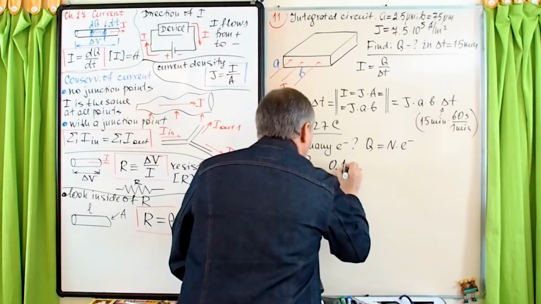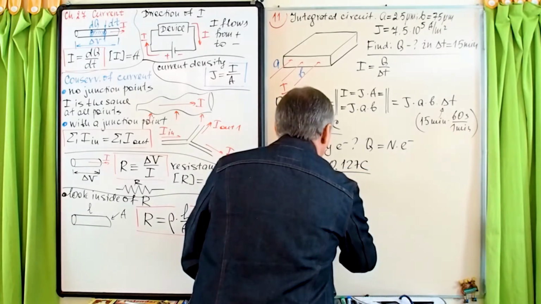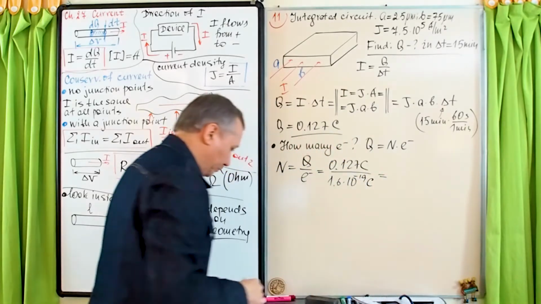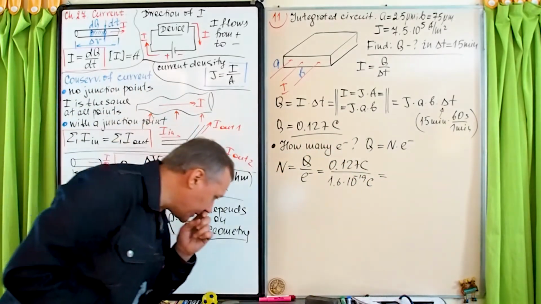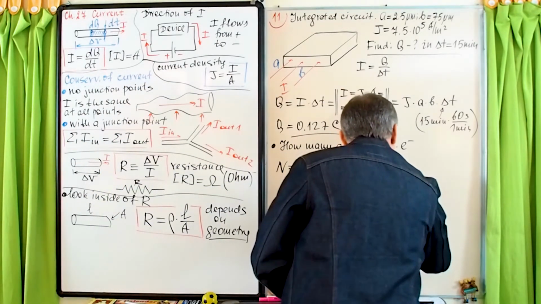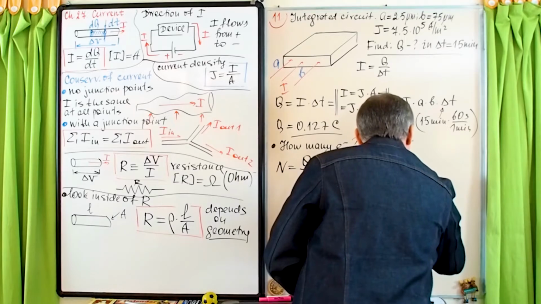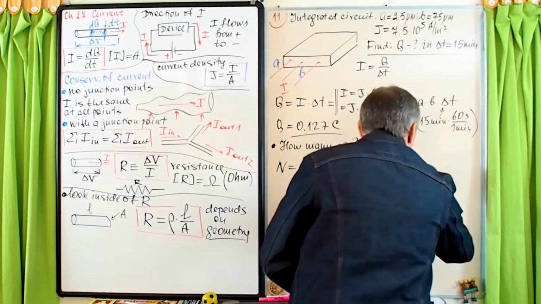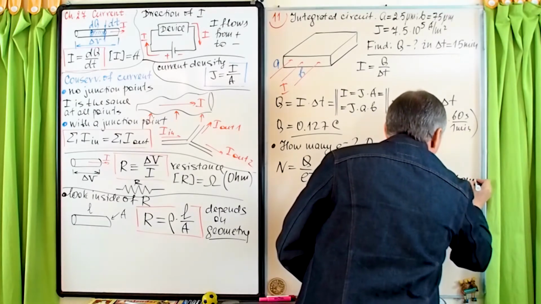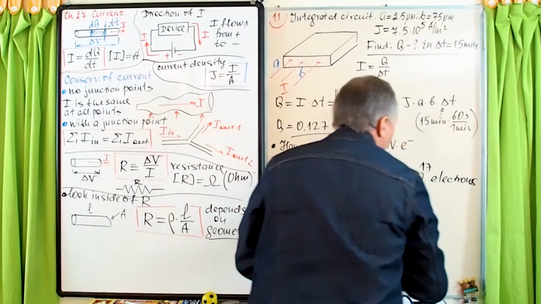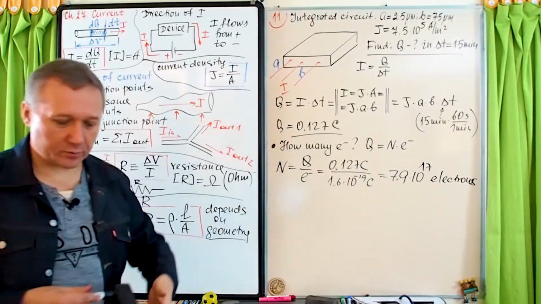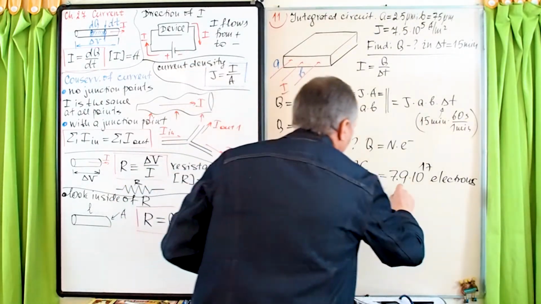So it's 0.127 coulombs divided by 1.6 times 10 to the power of minus 19 coulombs. So what's the number? 7.9. It's, of course, a gigantic number. 7.9 times 10 to the power of 17 electrons. Again, this is the additional question which I added to this problem. The problem was done at that point.